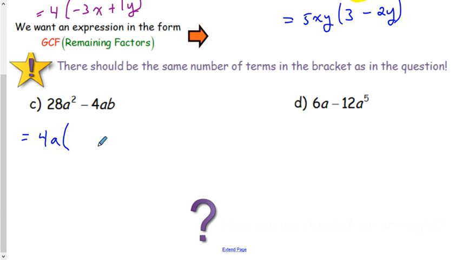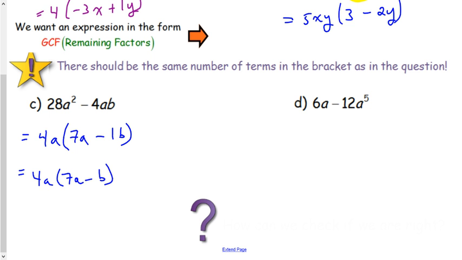Okay, let's take 28 and divide it by 4. That's going to be 7. One of the A's divides out and the other A is left over. How about the other term? Well, 4 divided by 4 is just 1. A divided by A is just 1. And I can't factor out the B. So what does that work out to? 4A out front, 7A minus B. There we go. So I've factored that by dividing out the greatest common factor and putting it in front.